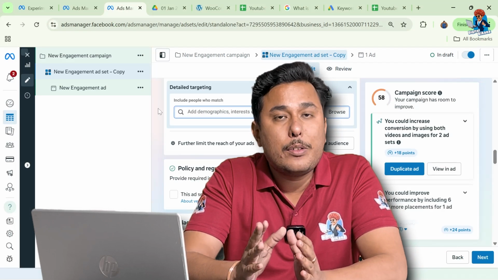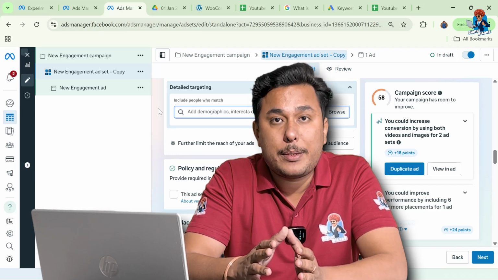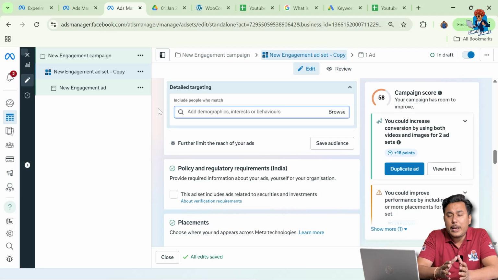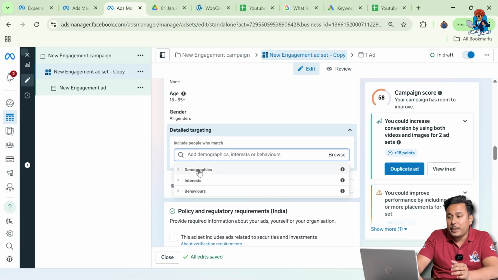Hello friends, in this video we are going to learn what is demographic based targeting in Meta Ads Manager. Whenever you create a new campaign in Meta Ads, then at the ad set level there is an option of suggesting an audience where you can do detailed targeting, and when we click on the browse button, then there are three options. The first one is demographic, the second one is of interest, and the third one is of behavior.